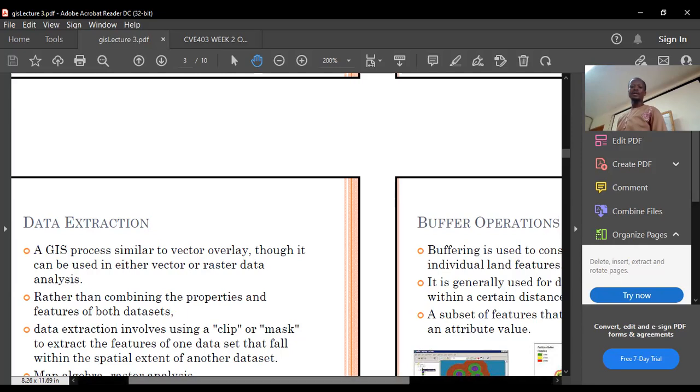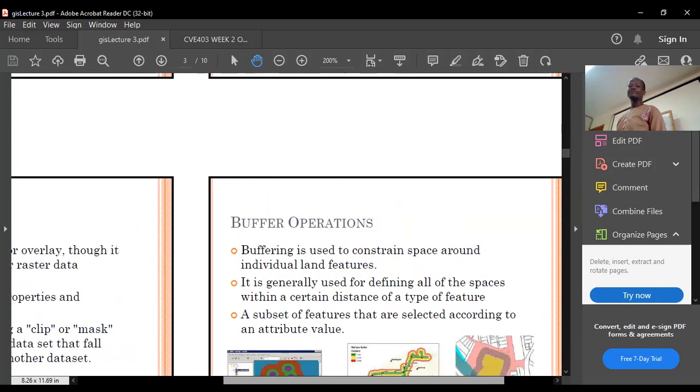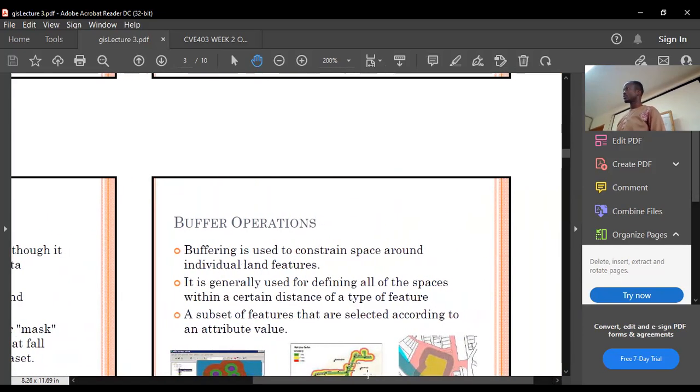The next topic is buffering or buffer operation. Okay, so what is buffering? Buffering is used to constrain the space around individual features, land features, geographic features. Are you with me? All right, so to constrain space around something is a mathematical thing. It's quite mathematical.